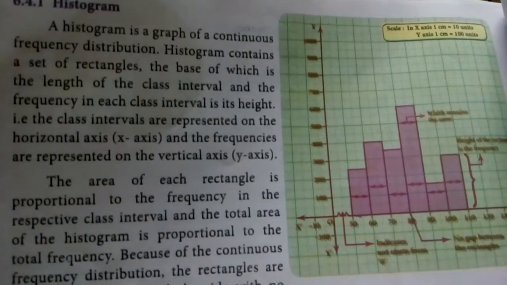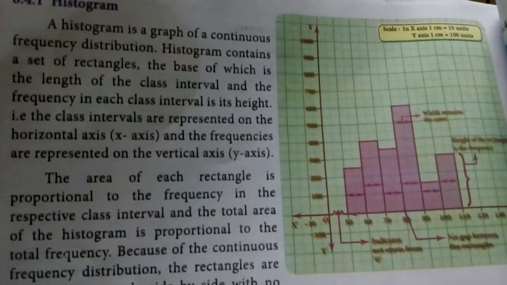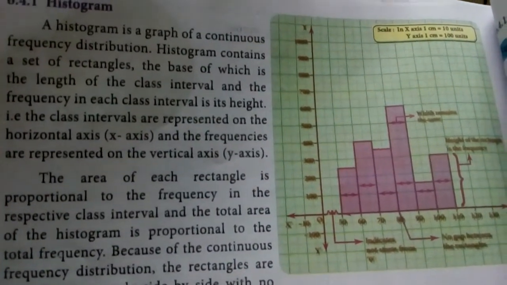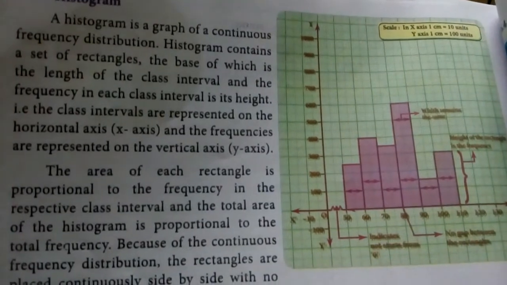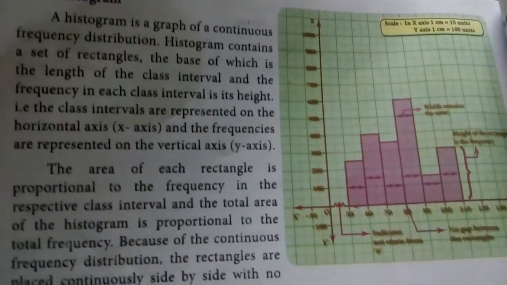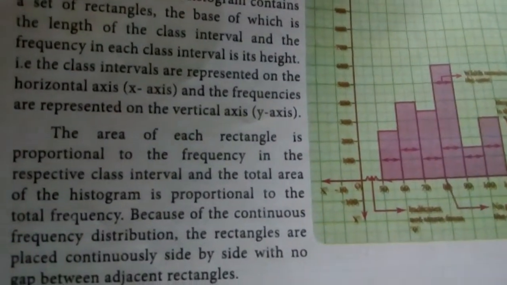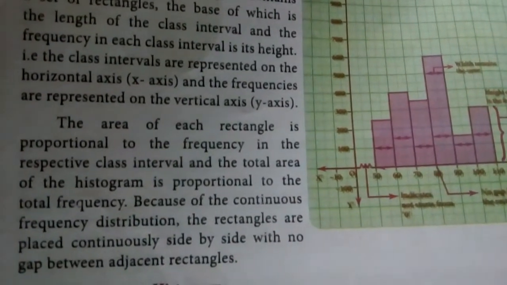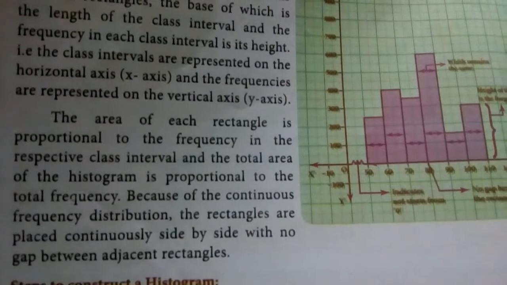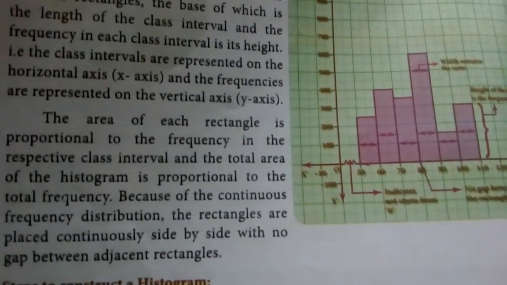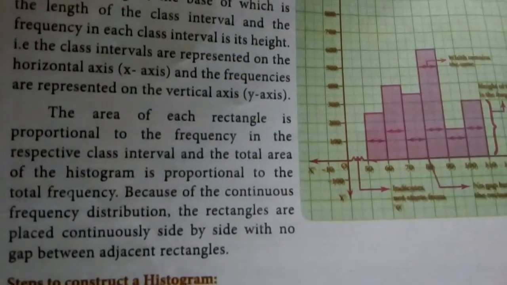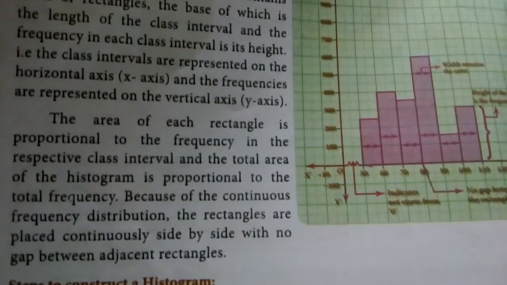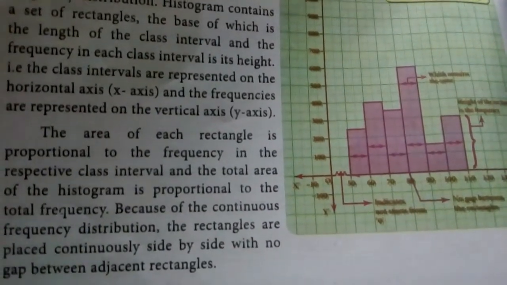The class intervals are represented on the horizontal axis, the x-axis, and the frequencies are represented on the vertical, that is the y-axis. The area of each rectangle is proportional to the frequency in the respective class interval, and the total area of the histogram is proportional to the total frequency. Because of the continuous frequency distribution, the rectangles are placed continuously side by side with no gaps between the adjacent rectangles. So you can see this figure. So it is a histogram.